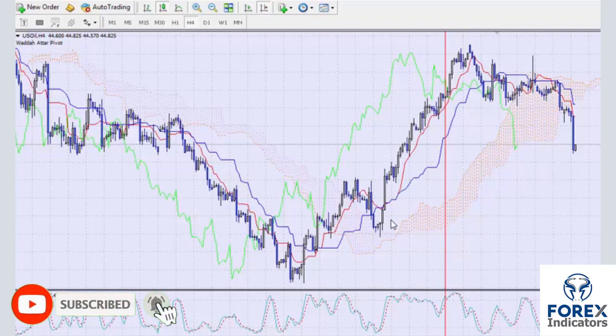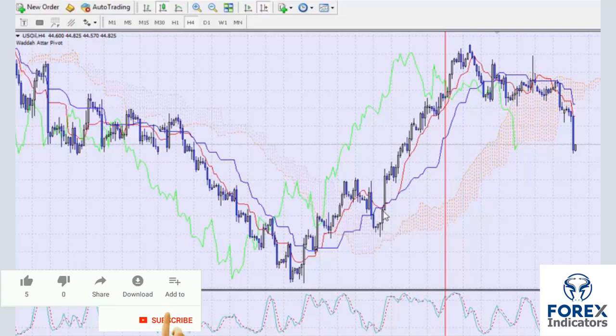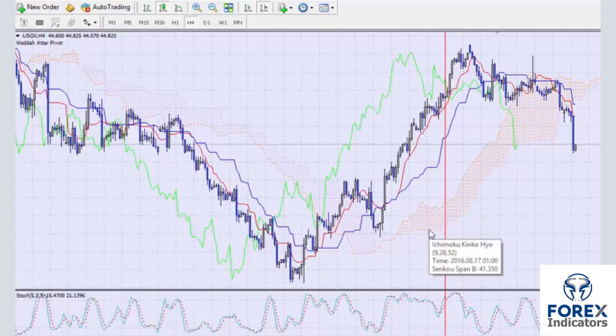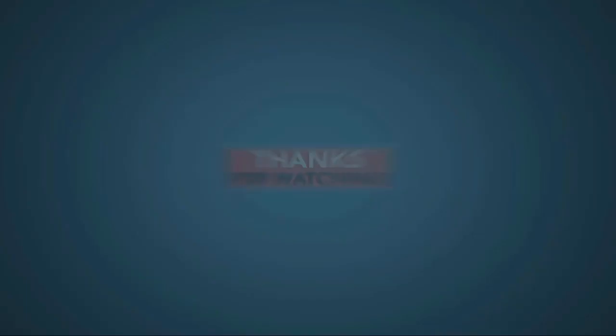So you can combine the Ichimoku with the stochastic, which means whenever the stochastic is oversold and whenever we have the red line crossing the blue line, that's a buy signal, and the stochastic oversold is also a buy signal. Whenever you have those two things combining, that's a good time to place a buy order. So that's how you can use the Ichimoku to help you with trading.